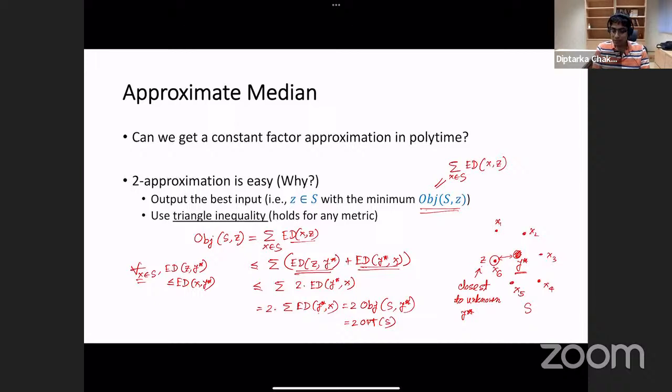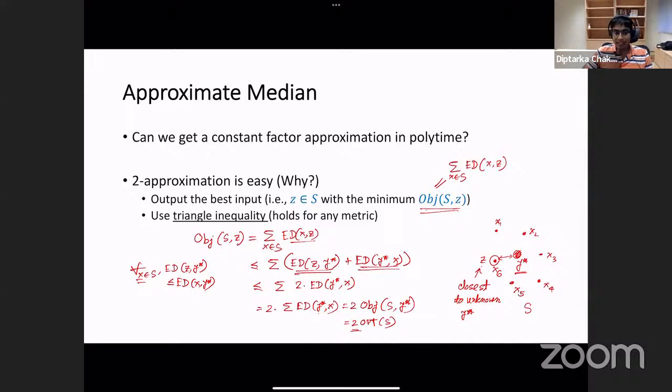So then you can easily see that now we get the 2 approximation. Okay. So now, since whatever is the closest to y star is giving us a 2 approximation, if we minimize over the set of all strings in the input, definitely we'll get something better than that. So that's why the best input will give us a 2 approximation.